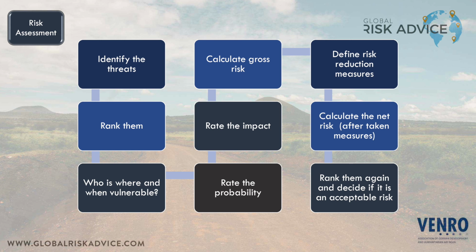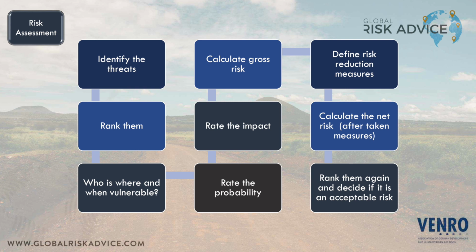And then we can calculate the gross risk, so the risk we have without us doing anything. After that, we define the risk reduction measures or risk mitigation measures. How are we going to deal with this risk? Then we can calculate the netto risk, so after we've taken those measures. And if we know the netto risk, we can rank them again to see what our top 1 risk is, and our 2 and our 3, so that we know which we have to look out for the most.